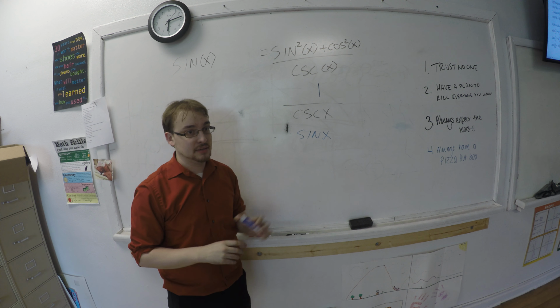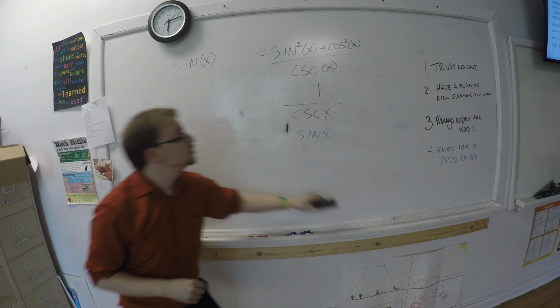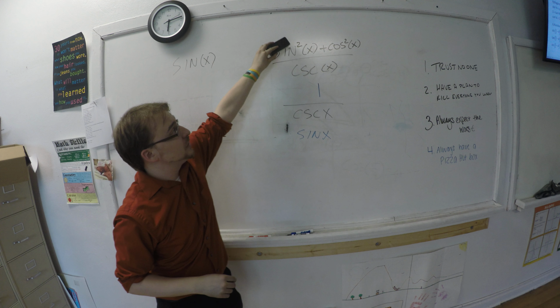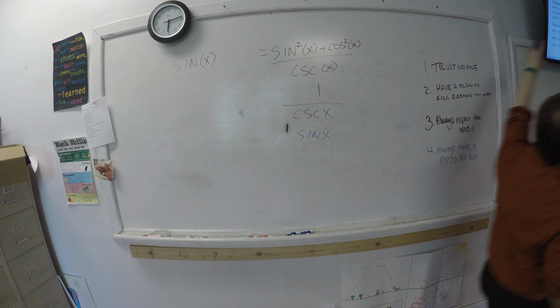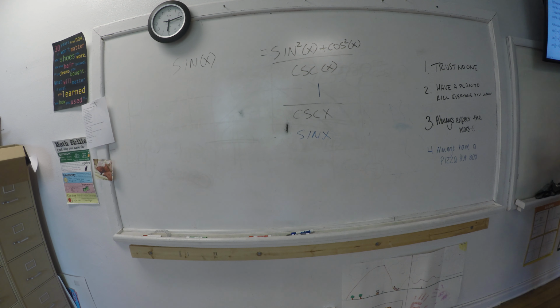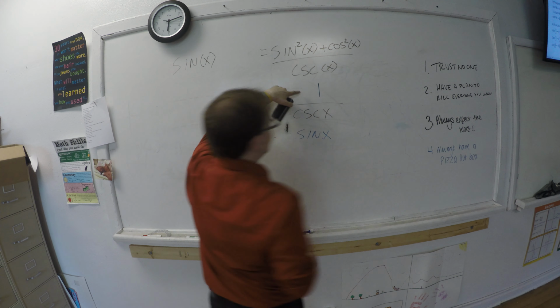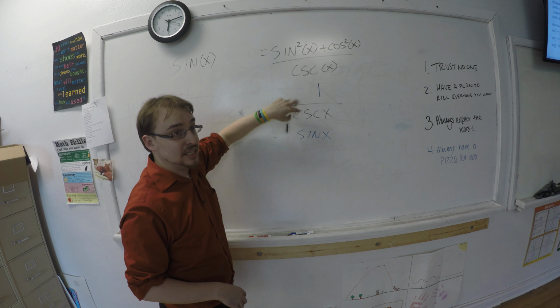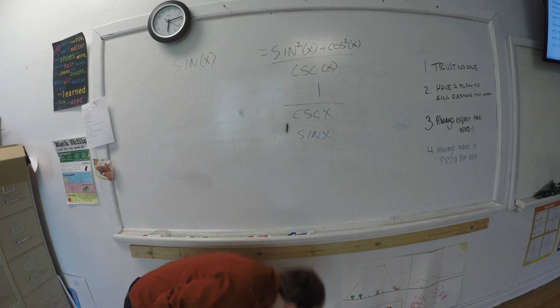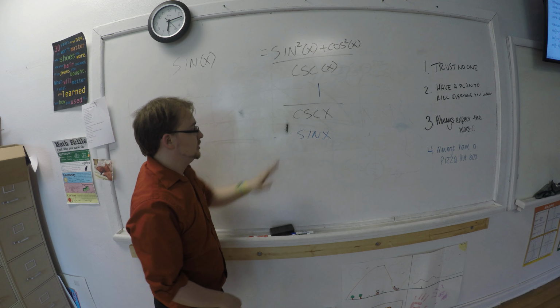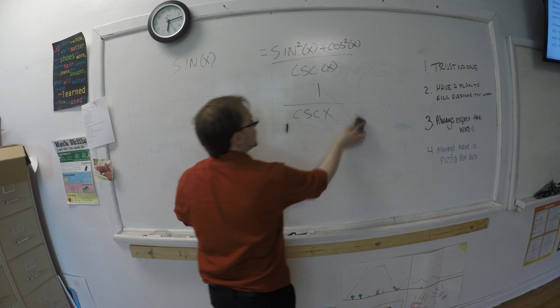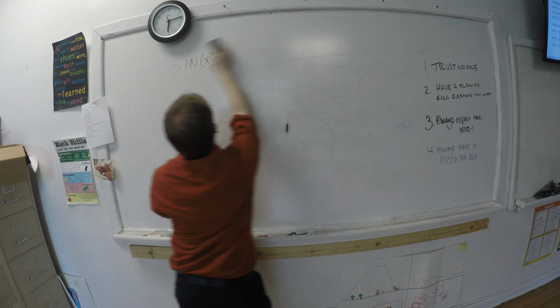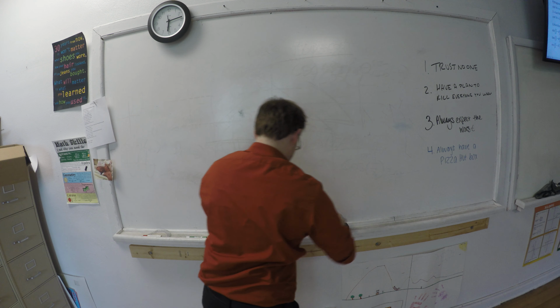Ladies, are you paying attention? I substituted 1 for that because sine squared x plus cosine squared x equals 1. That's literally an identity, right? Pythagorean. Okay? 1 over cosecant, another identity, reciprocal. It flips. It's sine. Next one.